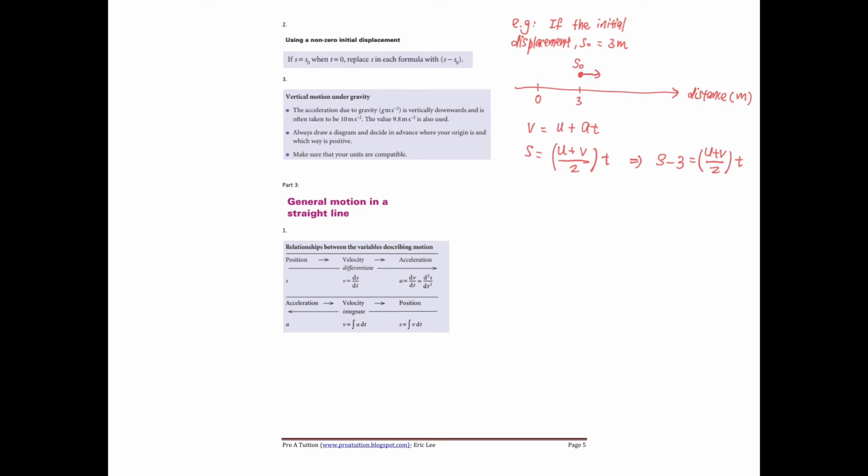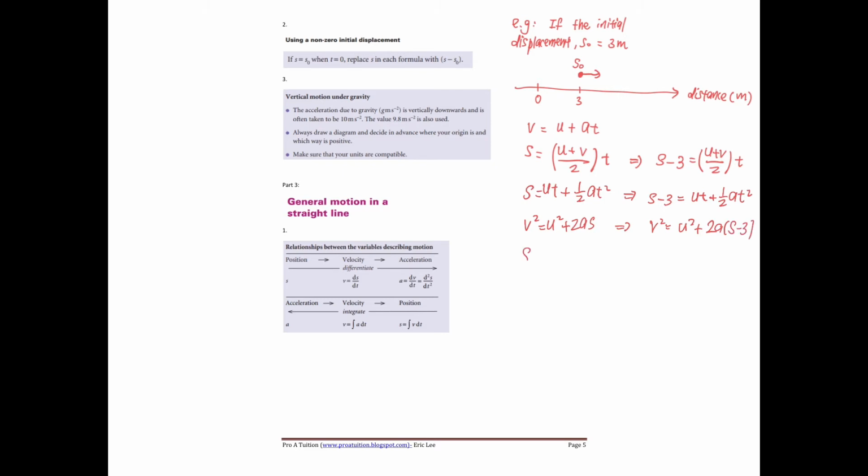So let's say one more example. The next one, the formula given is S equal to UT plus half AT square. So now it becomes S minus S0 equal to UT plus half AT square. And let's say the next one, they give V square equal to U square plus 2AS. So it becomes V square equal to U square plus 2A(S minus S0).